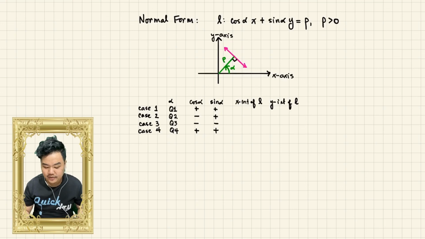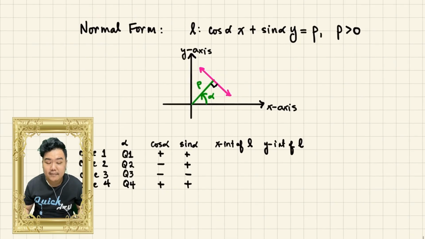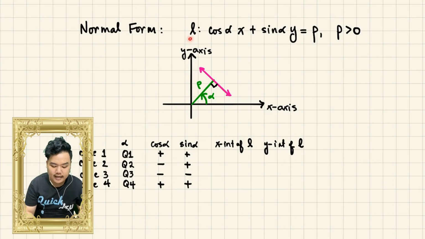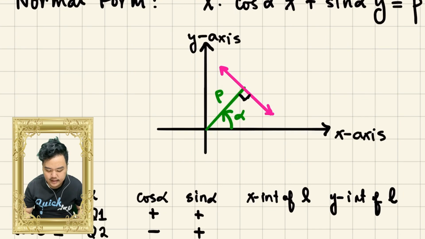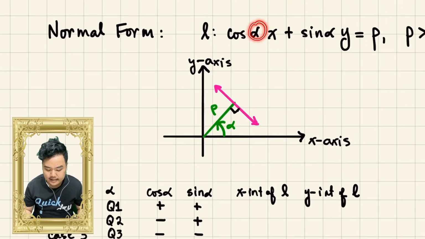So, reviewin lang natin yung normal form ng isang line. Sabi natin sa ating previous videos na kunyari si L, yung line natin, ang normal form niya ay cosine alpha x plus sine alpha y equal to rho, where rho is positive. At yung rho na yan is the distance of your line from the origin, so perpendicular distance yun, and yung alpha natin is the angle that this perpendicular makes with the positive x-axis.